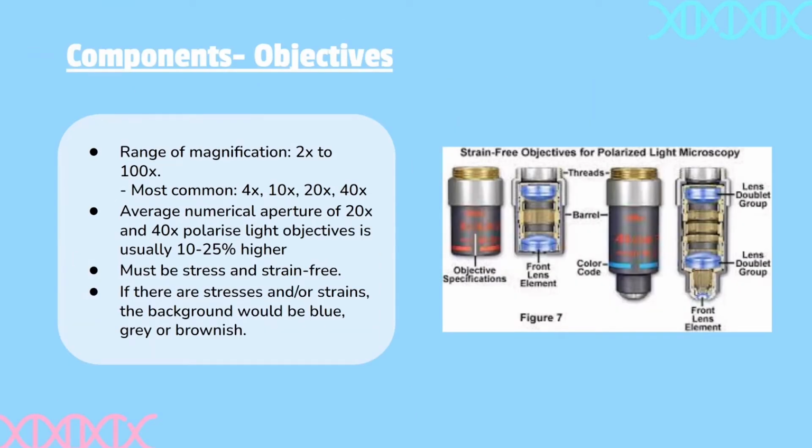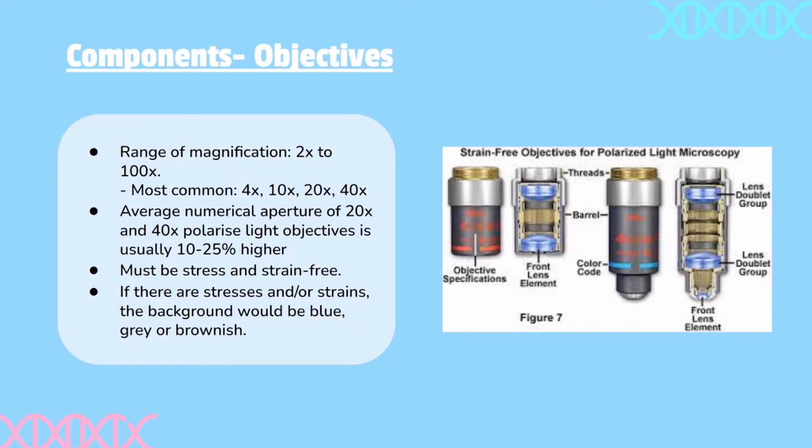Like every other microscope, the polarizing light microscope also has objectives. The magnification of the objective ranges from about 2 times to 100 times. The most common objectives used are 4 times, 10 times, 20 times, and 40 times. Compared to ordinary microscopes, the average numerical aperture of the 20 times and 40 times polarized light objectives is usually 10 to 25% higher, as observation of conoscopic interference patterns calls for high numerical aperture. The objective must be stress and strain-free.